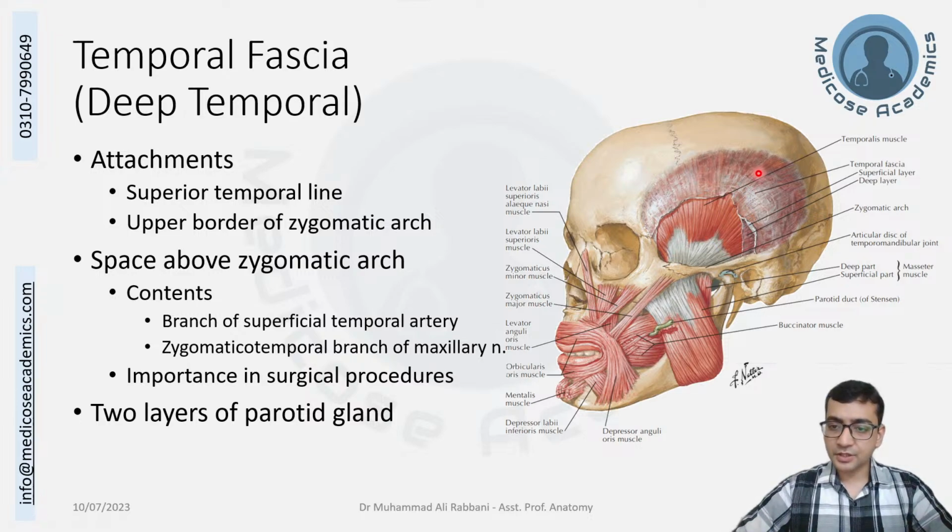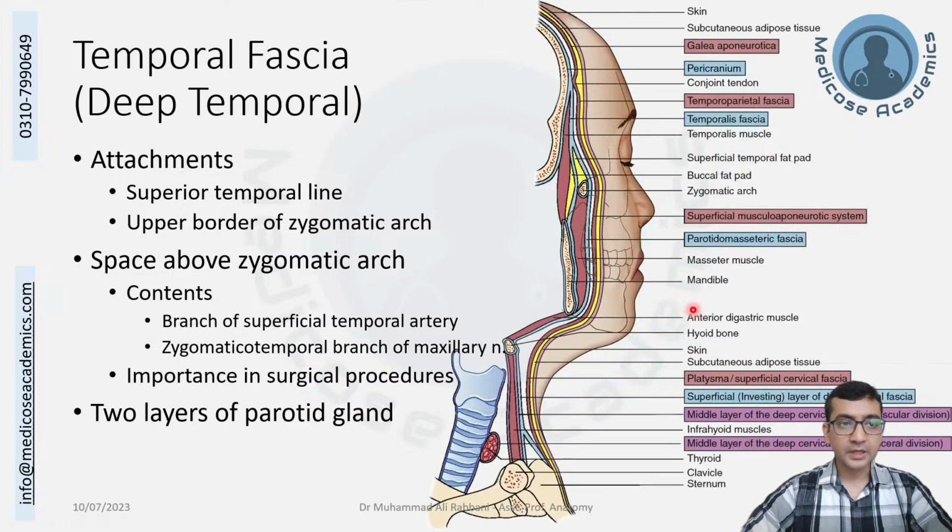And this fascia, after continuing with the zygomatic arch, goes down and forms the two layers of the parotid gland.